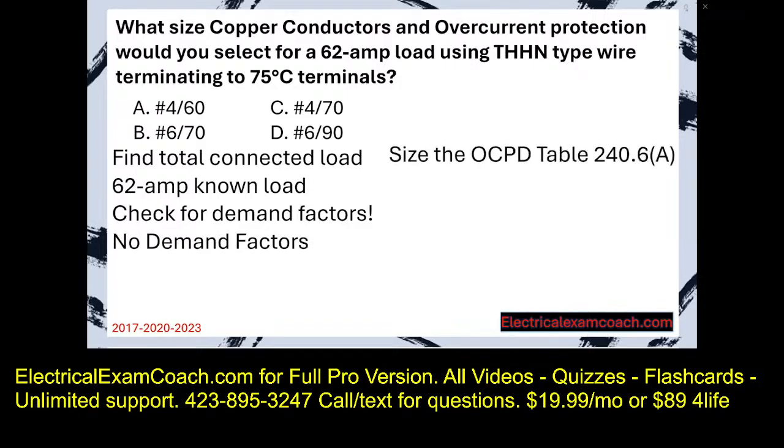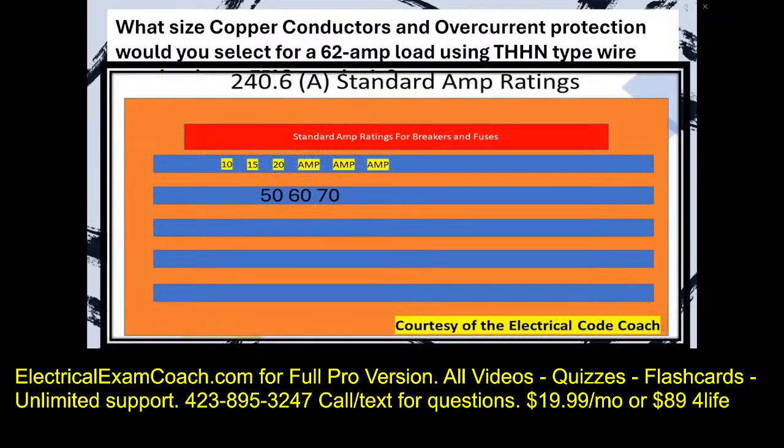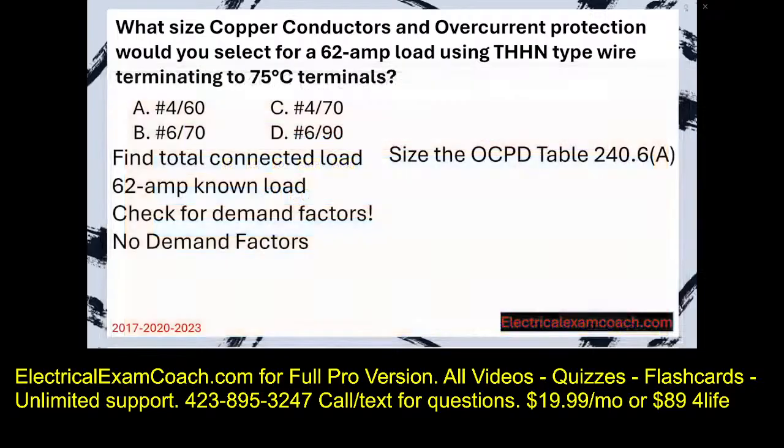Now, we go ahead and size our overcurrent protective device. We head to our table with a 62 amp known load, and we're going to choose the next size up, which puts it on a 70.